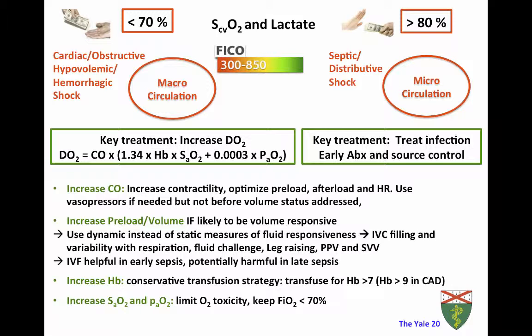You can increase cardiac output by first addressing volume status and then using vasopressors if needed. When assessing volume status, dynamic measurements are more reliable than static measurements. And when giving blood and oxygen, it is better to be more conservative with a blood transfusion threshold of a hemoglobin of 7 and limiting FiO2 to less than 70%.